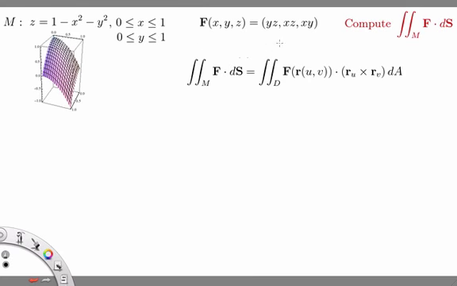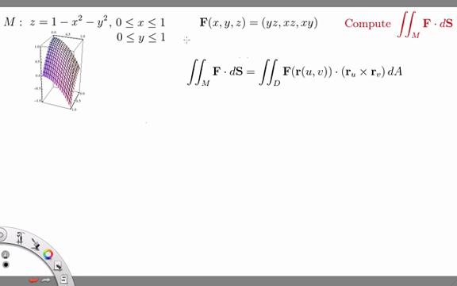Let's work through an example of computing a vector surface integral, f dot dS, over a surface M. The vector field in this case is given in coordinates as follows: f of x, y, z equals (yz, xz, xy). So this is a vector field defined on all of R3, in fact.